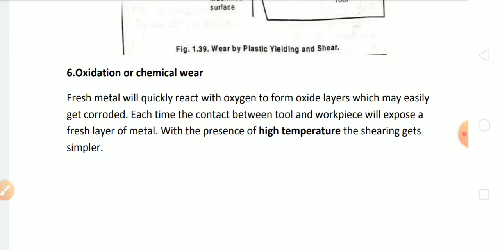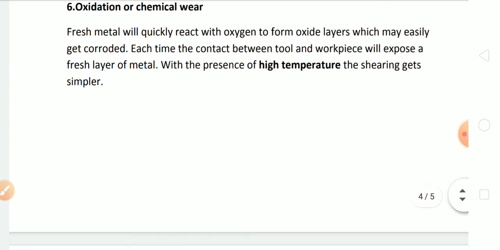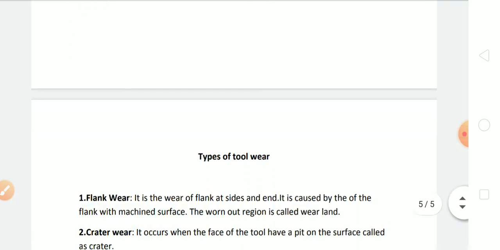These are the main mechanisms which affect the wearing of tools. So you have to study all the 6 mechanisms and reproduce them in the exam paper, if the question is to explain some of the mechanisms of tool wear. Now we will go to the next topic, that is types of tool wear.